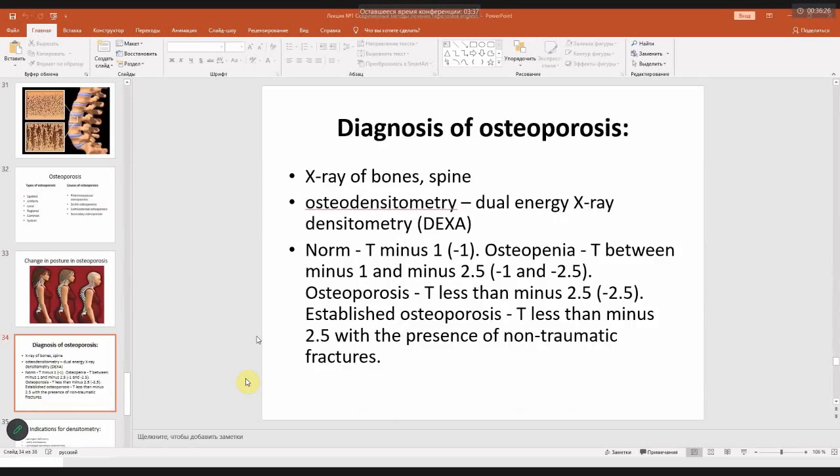Diagnosis of osteoporosis: X-ray of bones, spine, osteodensitometry, dual energy X-ray densitometry, DEXA. Normal T is above -1, osteopenia T is between -1 and -2.5, osteoporosis T is less than -2.5, severe osteoporosis T is less than -2.5 with the presence of a non-traumatic fracture.